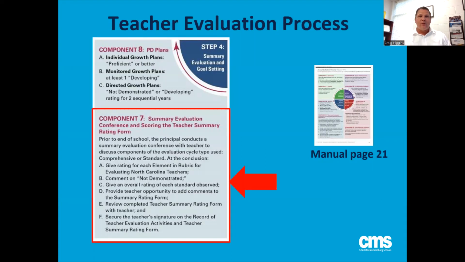So the 7th component, or the step 4, 7th component, is the summary evaluation. Again, that is towards the end of the school year, depending on if you're comprehensive or standard abbreviated. It may be April, maybe May, when you have that, but more information will be shared out later. And again, that is your overall rating for the end of the year. And as I mentioned, the minimum expectations, that's what this is based off of. So that will be at the end of the year as well.